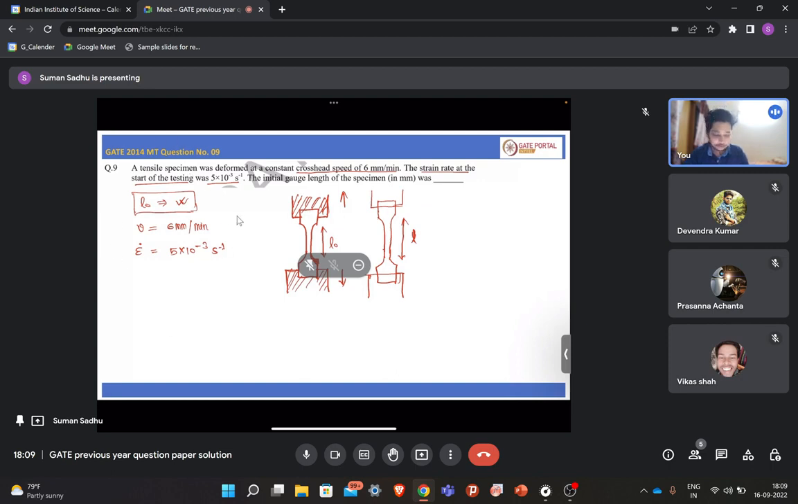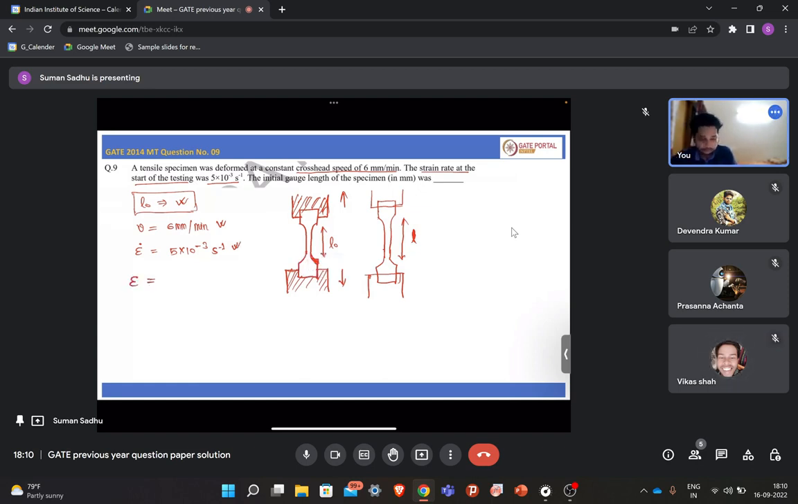How can we calculate L naught? What is the strain rate? You know what crosshead speed is. Now what is strain rate? What is strain? What is the formula for calculating strain? Anyone? Change in length by the original length. Yeah, so change in length by original length.